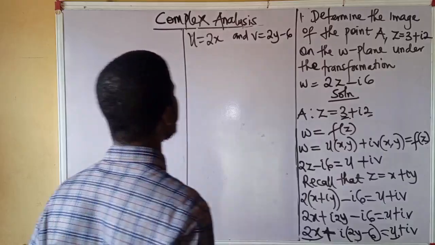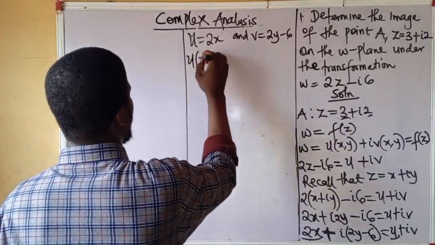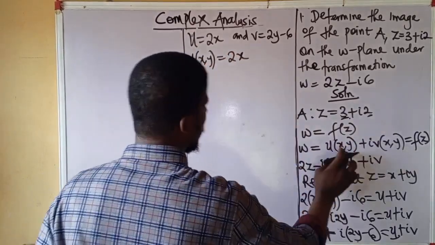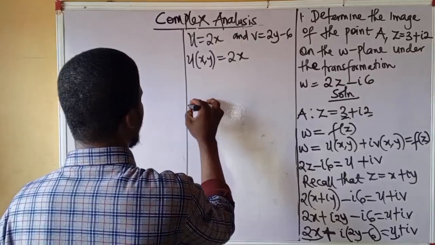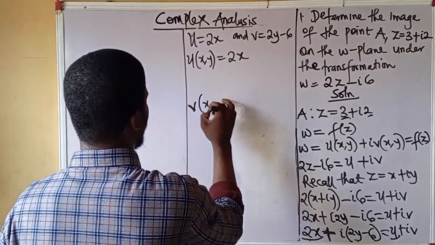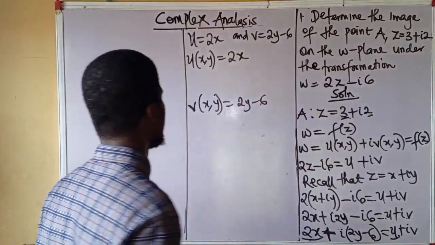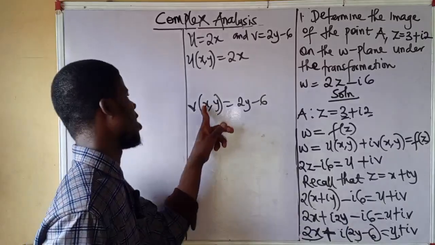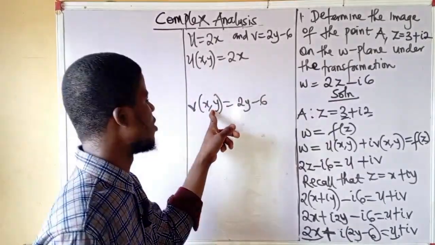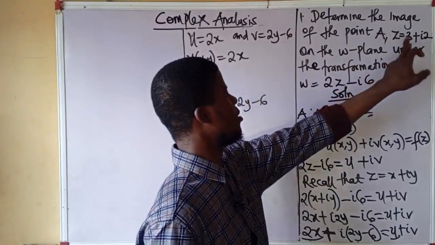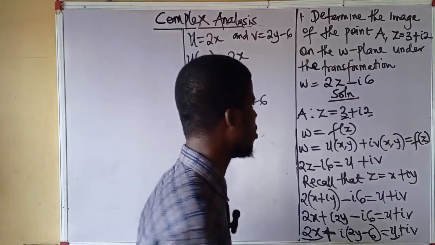2y minus 6. U is a function of x and y, like we stated earlier. And v also is a function of x and y, as 2y minus 6. The question now is, what is x and what is y? We are trying to determine the image of A. Now, let's come back to the point A, which is z equal to 3 plus i2.